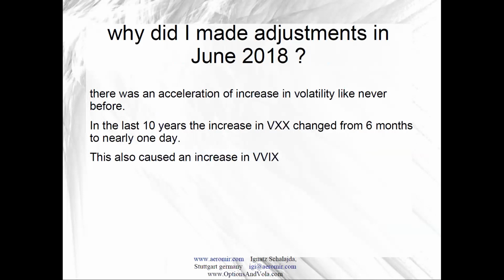So one last thing is, why did I make adjustments in June 2018? The reason is the 5th of February this year. There was an acceleration of increase in volatility like never before. In the last 10 years, the increase in the VXX changed from about 6 months to nearly 1 day to get the peak. And this also caused an increase in the VVIX.